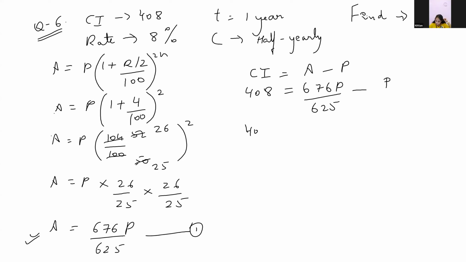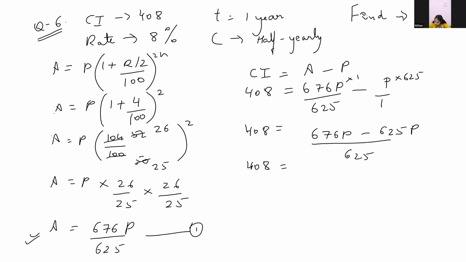408 equals to, put 1 here because there is no denominator, so we assume that it is 1. So 625 into 1 and into 625. Okay, so we will have 676T minus 625T. Subtract it. Okay, we will get how much? We will get 51T.